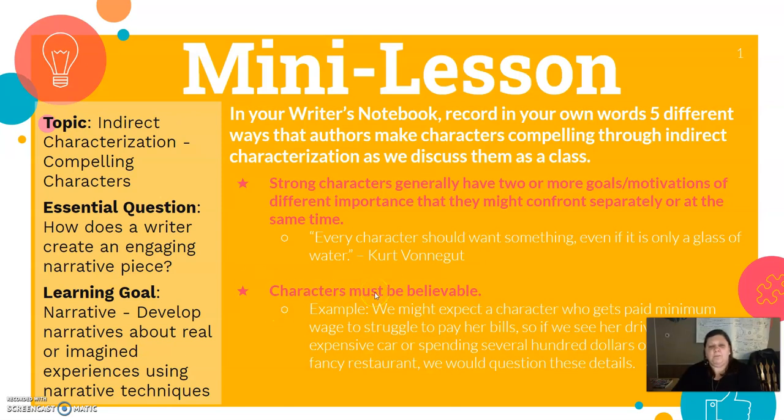The next way that authors make characters compelling is that they must be believable. For example, we might expect a character who gets paid minimum wage to struggle to pay her bills. And if we see her driving an expensive car or eating at a really fancy restaurant, then the pieces don't really fit, right? So we would want the things that your characters do and say, how they act, how they feel, what they struggle with, to match who they are and what their circumstances are.